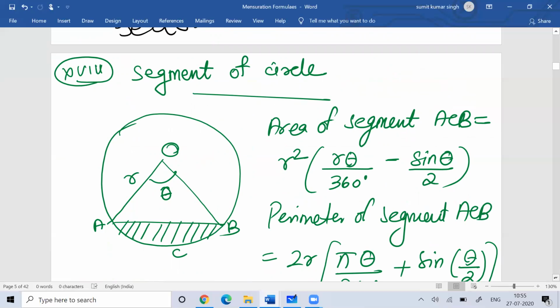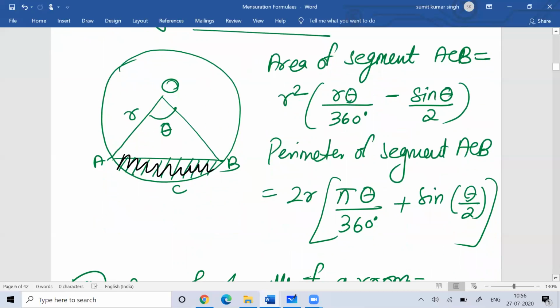A segment is a part of a sector. So there is a minor segment and a major segment. What you see, this is the minor segment, while the remaining part would be the major segment. So this is the area of segment ACB, and this is a formula, and this is a formula of perimeter of the segment.